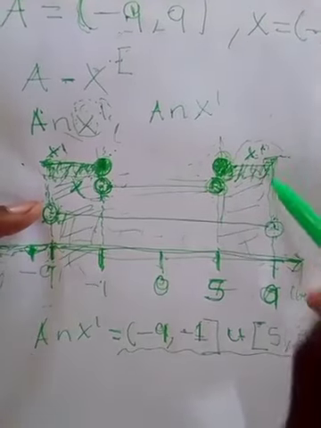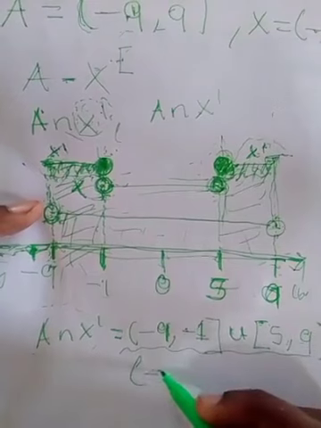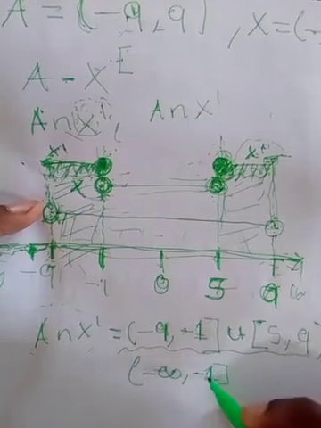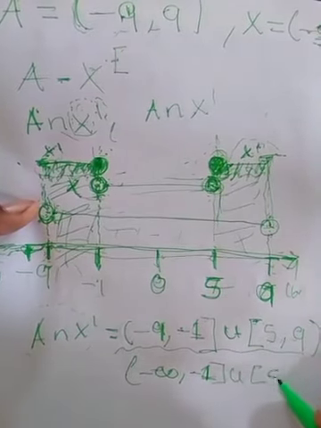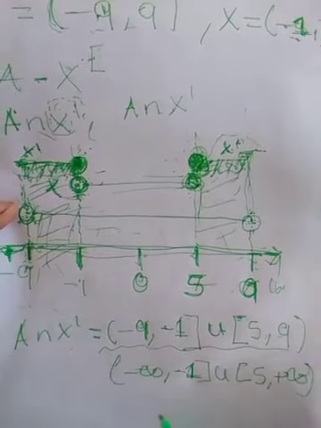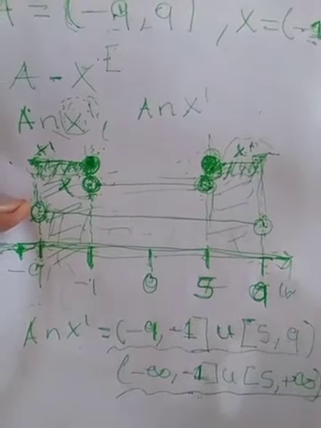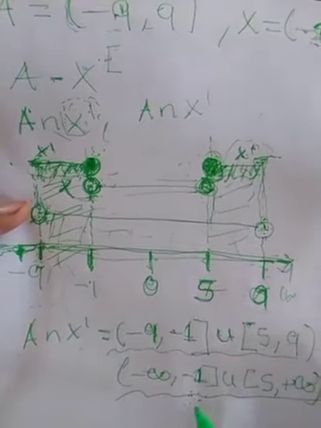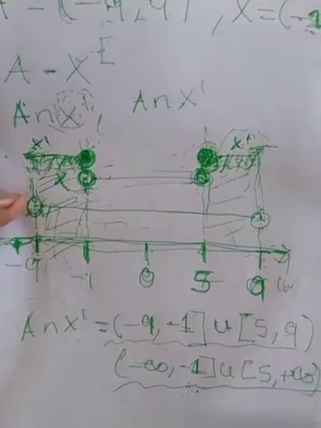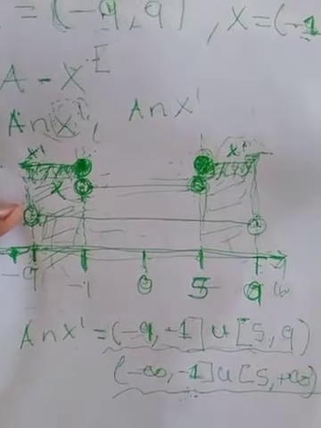But if they didn't say universal set, it would have been negative infinity, comma, negative 1, union 5, comma, positive infinity. Like this. If they didn't give you a universal set, you would have written it like this. I'm pretty sure I've explained everything. Just rewatch the video, everything will make sense. So this is how you represent the work. This is your final answer. Let's now solve the second question.